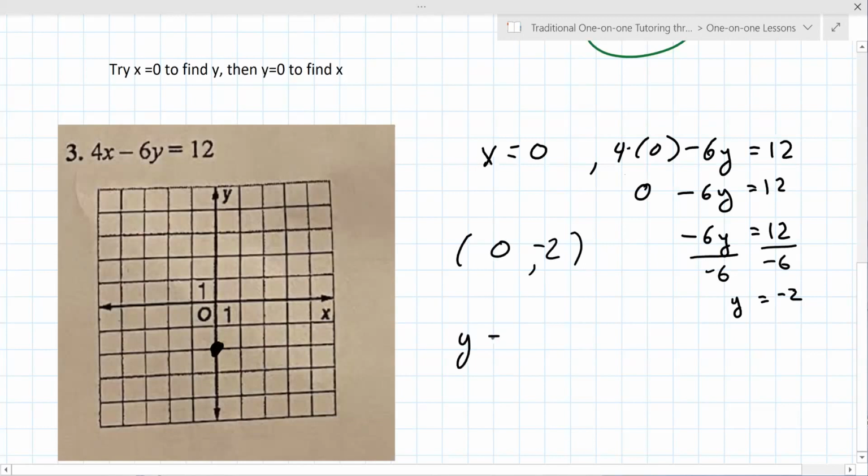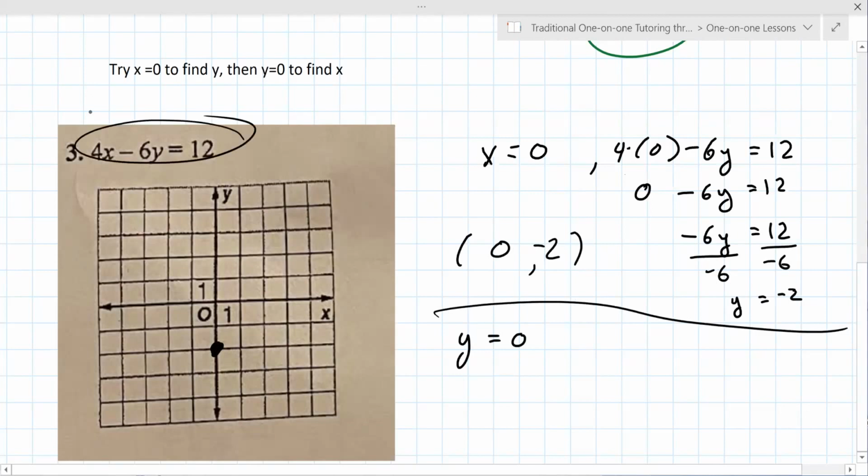Now we let y equal 0. You restart. You go back to the original. So that is 4x minus 6 times 0 equals 12. Okay. 4x.